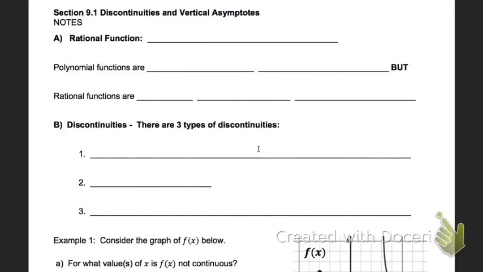How you know something is a rational function is if you have a polynomial over a polynomial. So basically, you have an x in the top and you have an x in the bottom. Or you at least have an x in the bottom.